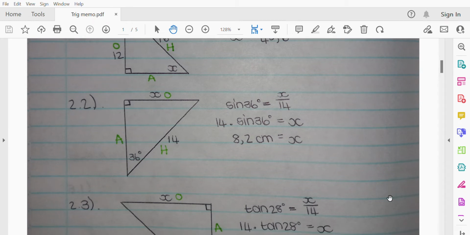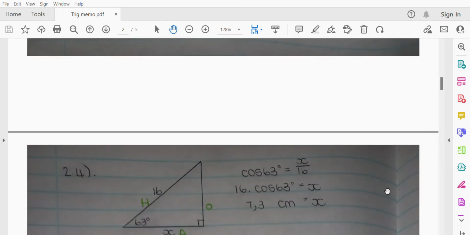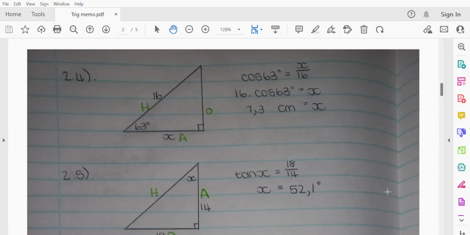Okay, 2.3 het ons klaar gedoen, hè? En 2.4 ook. Okay, so 2.4, kom ons kyk gou by hom. Okay, 2.4, if I work from the 63, ek het aangrensend wat x is, en dan het ek skuinssy ook gekry, en aangrensend op skuinssy beteken ek gebruik cos, so cos 63 will be equal to x over 16, dan moet ek gou eers maal met die 16, en dit tik ek net so in op my sakrekenaar, so 7,3.